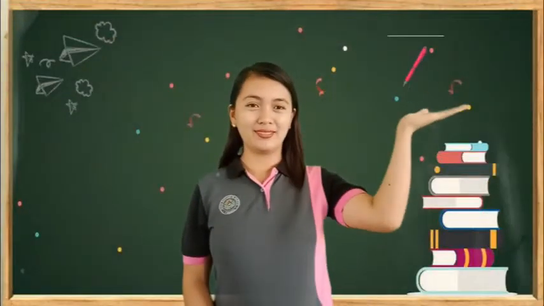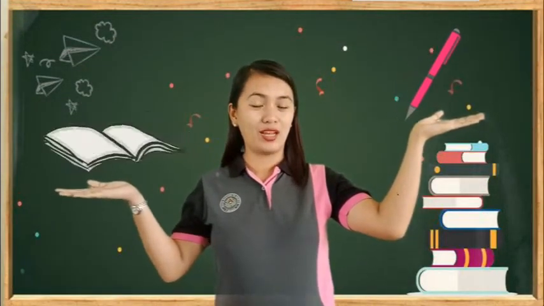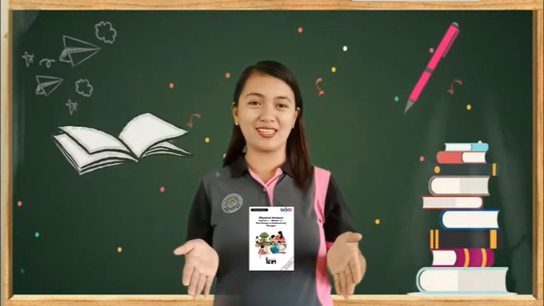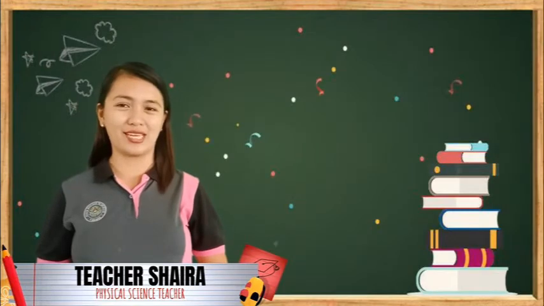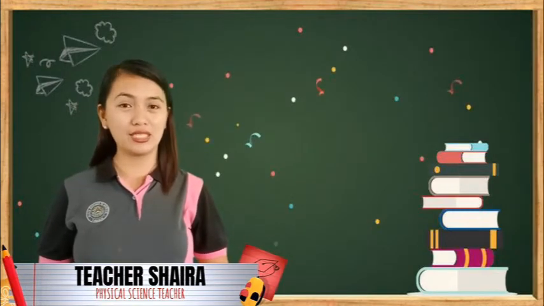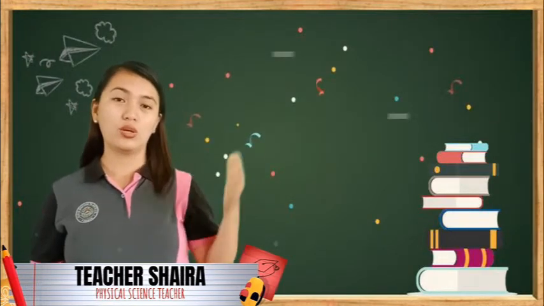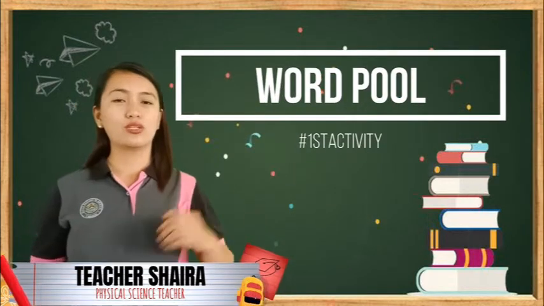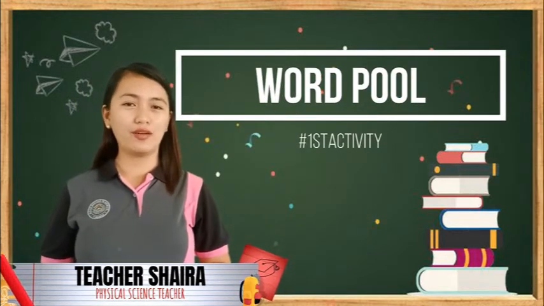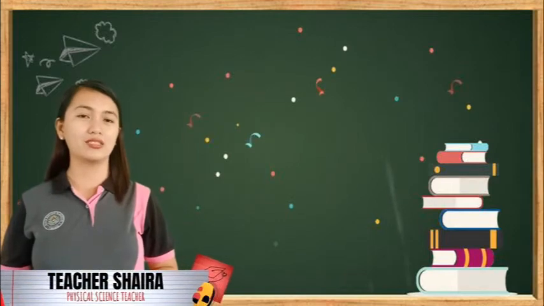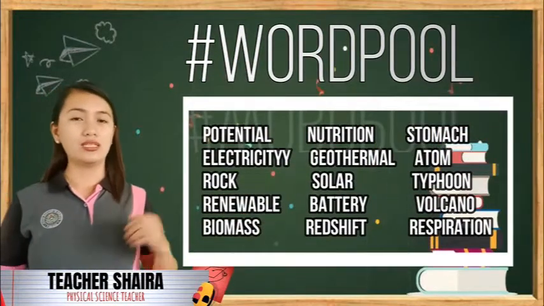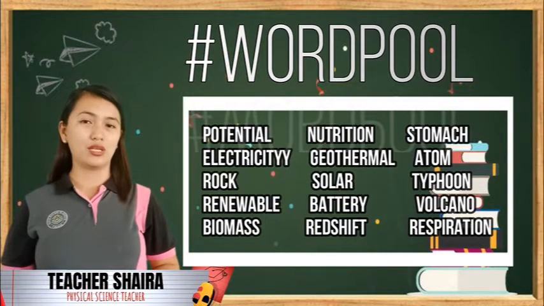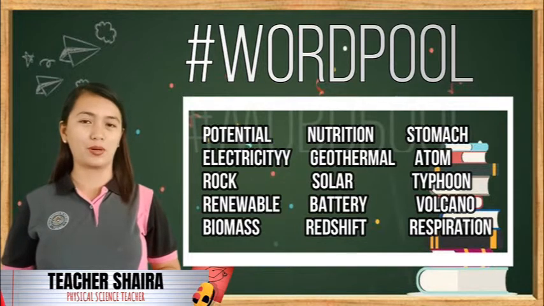Grab your pen, grab your paper, and your physical science module. Let's have a little brain exercise. Our first activity will be entitled Word Pool. To get started, you have to choose the terms related to energy from this word pool. List down this word on the table and write what you know about it on a separate sheet of paper.